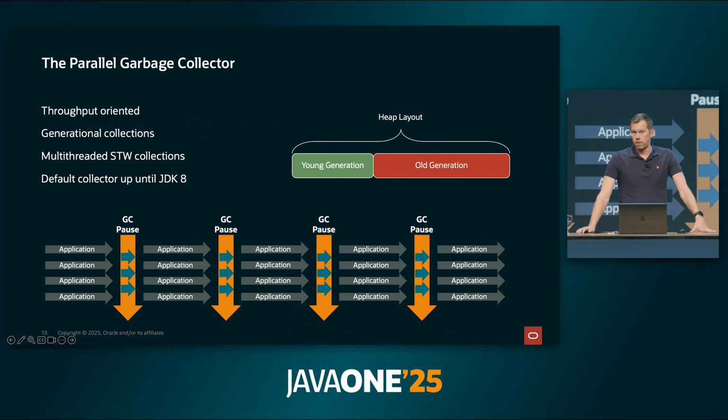Parallel was the default collector up until JDK 8, so anything running on JDK 8 or earlier, where you don't specify a specific GC, will likely use the Parallel collector.